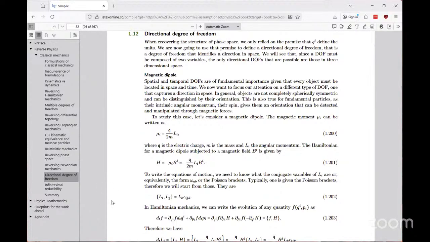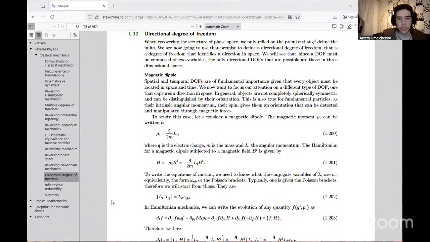Magnetic dipole. Spatial and temporal degrees of freedom are of fundamental importance given that every object must be located in space and time. We now want to focus our attention on a different type of degree of freedom, one that captures a direction in space. In general, objects are not completely spherically symmetric and can be distinguished by their orientation. This is also true for fundamental particles, as their intrinsic angular momentum, their spin, gives them an orientation that can be detected and manipulated through magnetic forces.